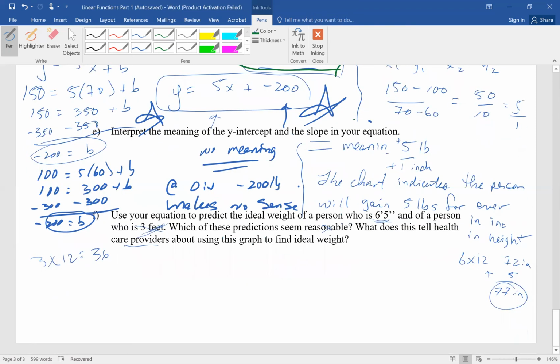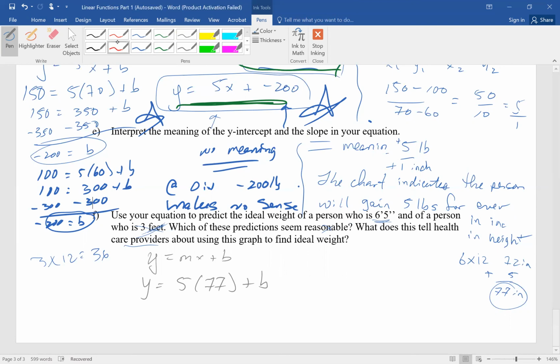And if you wanted to use the model, here's your function. Let's use black this time. Let's see, make my pen a little thinner. You could say, here's y equals mx plus b. For y, notice that's a weight, so you're going to plug the height in for x. Your slope is 5, so that's 5 times 77 plus b.